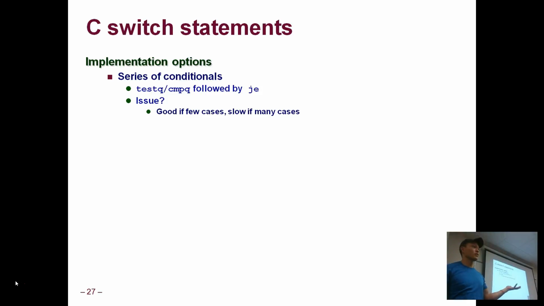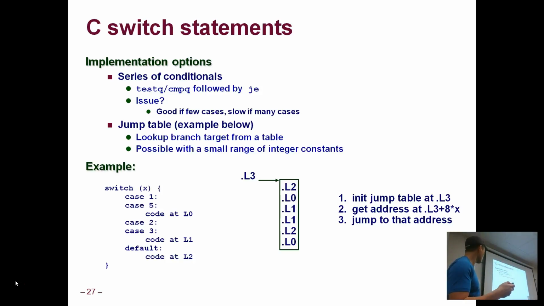So what method do they use? Well, that's what this is going to talk about. I'm going to introduce this notion of a jump table. And a jump table is an array of pointers to code. And each of these pointers is going to point to a destination in that case label.